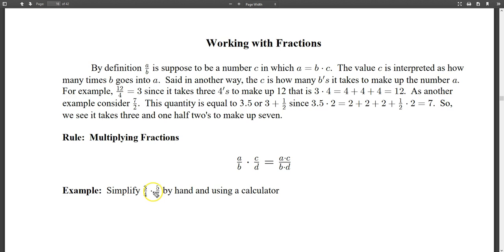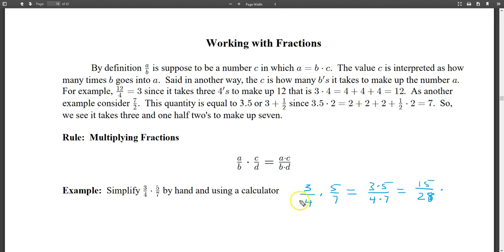So let's simplify 3/4 times 5 over 7 by hand, and let's also use a calculator. So all we have to do in this case is multiply straight across. This is just going to be 3 times 5 over 4 times 7, and of course you just get 15 over 28.